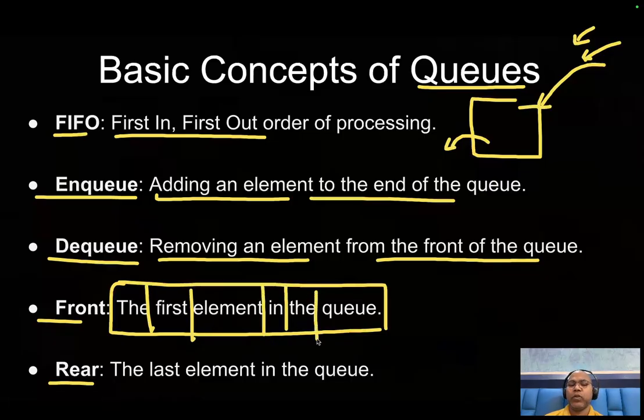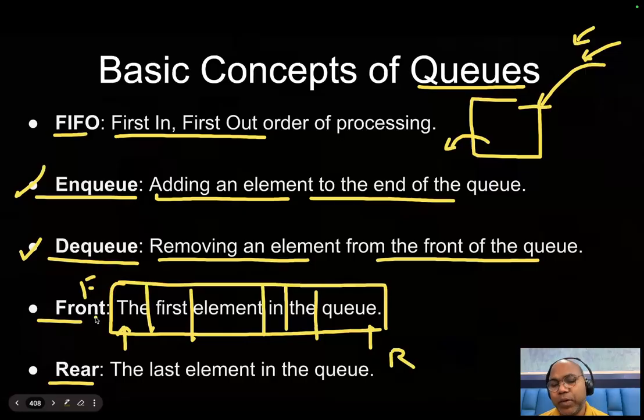Okay, in this queue, here are front and rear. The first element is considered the front, and the last element you can consider the rear. Whenever you are performing any Enqueue operation, you are working at the rear, and whenever you are removing, you are getting the front element. So always you are working on the front elements.